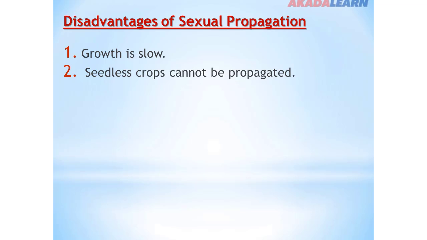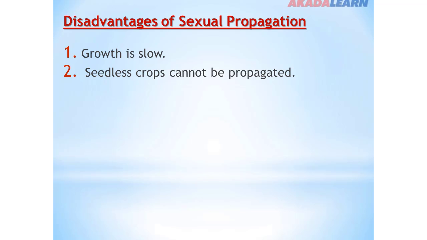Disadvantages of sexual propagation. Growth is slow compared to asexual. Seedless crops cannot be propagated. Crops without seeds can be propagated.